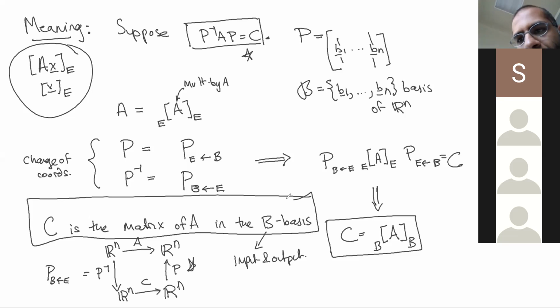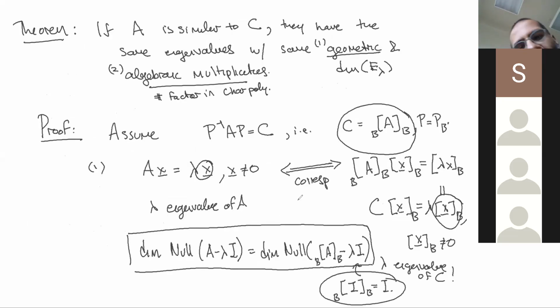Any other questions? Okay. So maybe I should put this in a star. This is really the meaning of similarity. And a consequence of that meaning is that if two matrices are similar, they have the same eigenvalues, also with the same geometric and algebraic multiplicity.